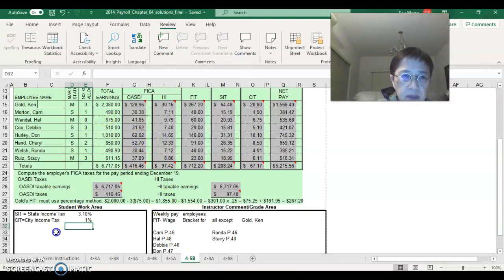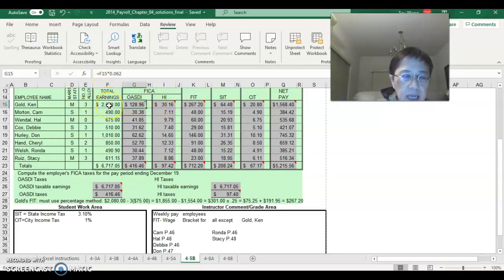In 4-5B, remember the state income tax withholding is 3.1%, and the city income tax withholding is 1%. It's totally different from 4-5A. So for Ken, on the total earnings, he got $2,080 for his merit and 3 withholding allowances, and his OASDI is the same.